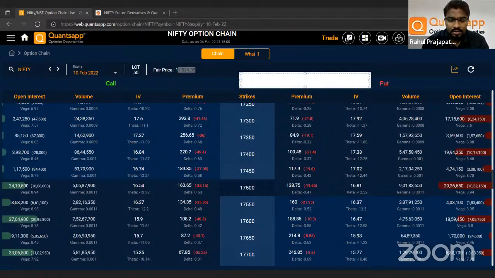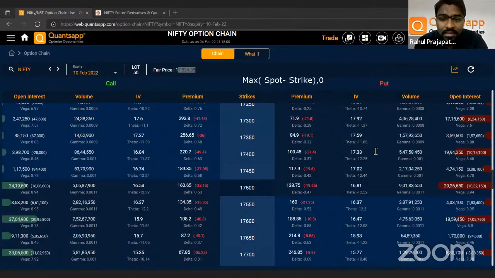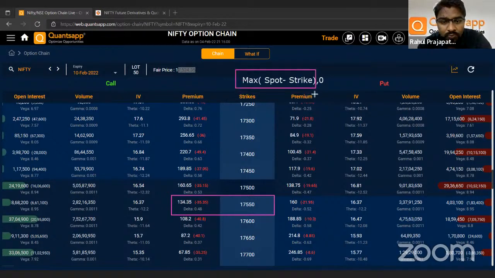we need to use this formula. Okay. I'm just writing it. Max of spot minus strike, or zero. That means this is for a call option, specifically a call option. So if we take this strike price, let's say this one, 17,550, and the current price is, let's say, 17,500. When we do spot minus strike, this formula will give me zero. Spot is below the strike price, so we don't take the negative value. We have to take zero.